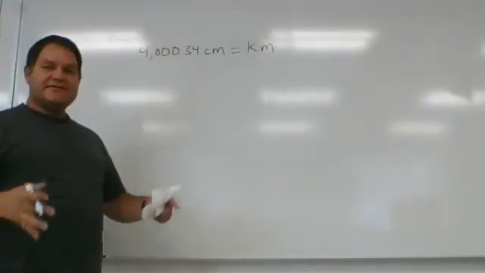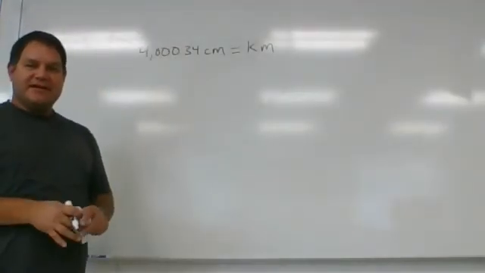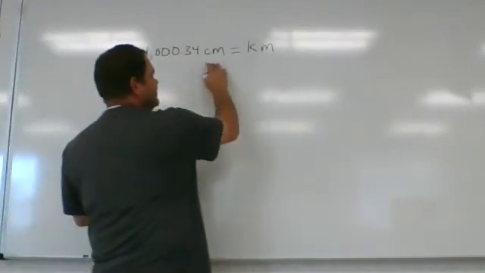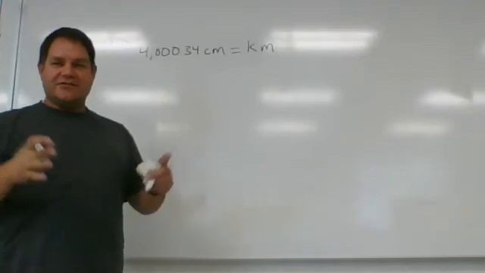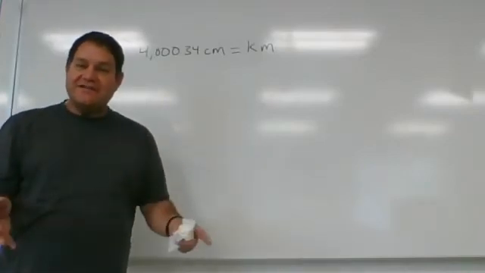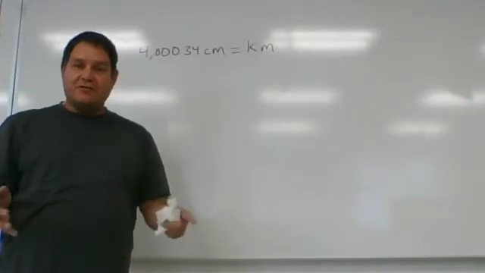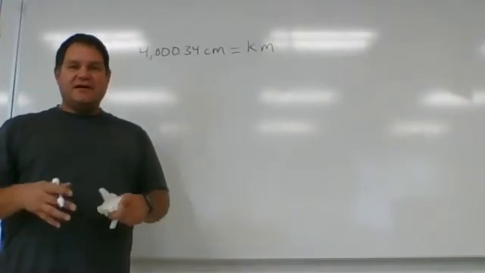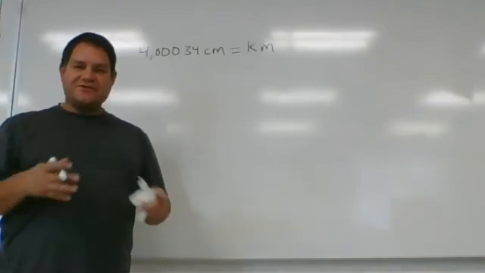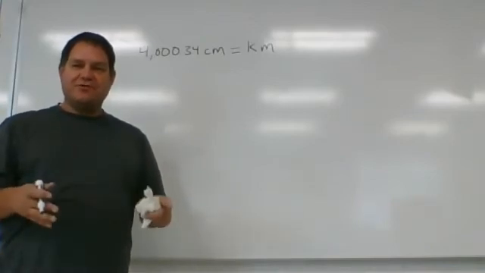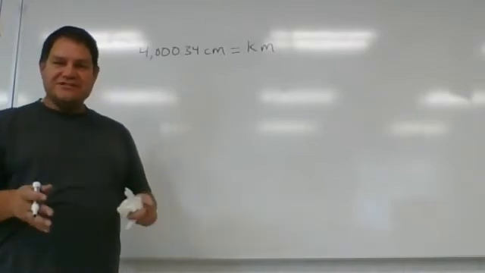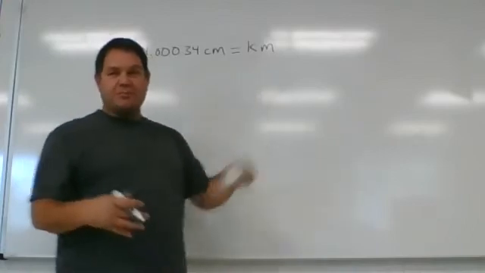Now, here's an example of a possibility that I may not know directly how to go from centimeters to kilometers. In other words, I may not have a unit relationship for it. Maybe I do, maybe I don't. Maybe on the test, I give you different conversion factors, and you might have to use multiple different conversion factors or unit relationships in order to solve a problem like this.